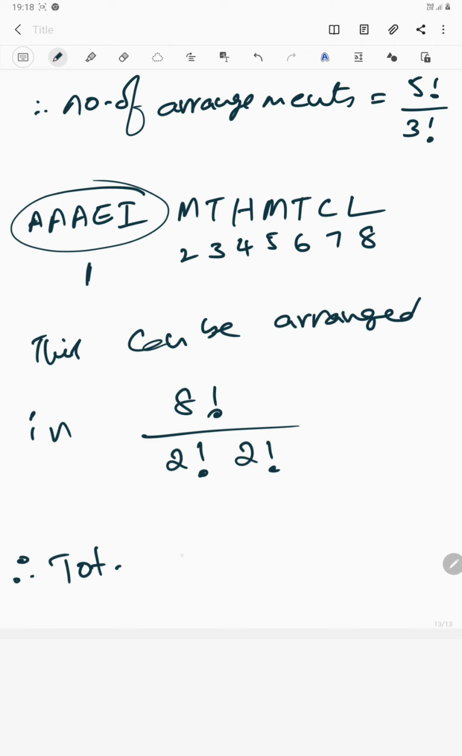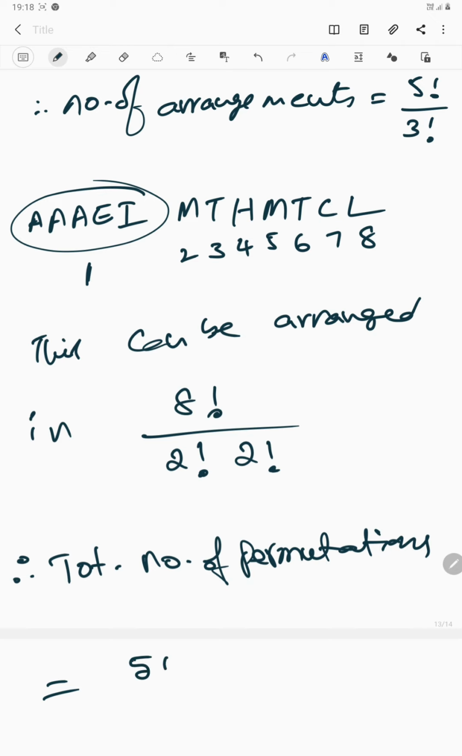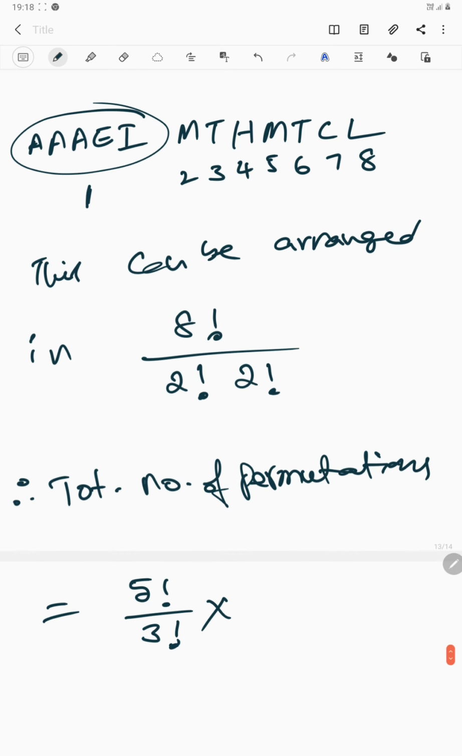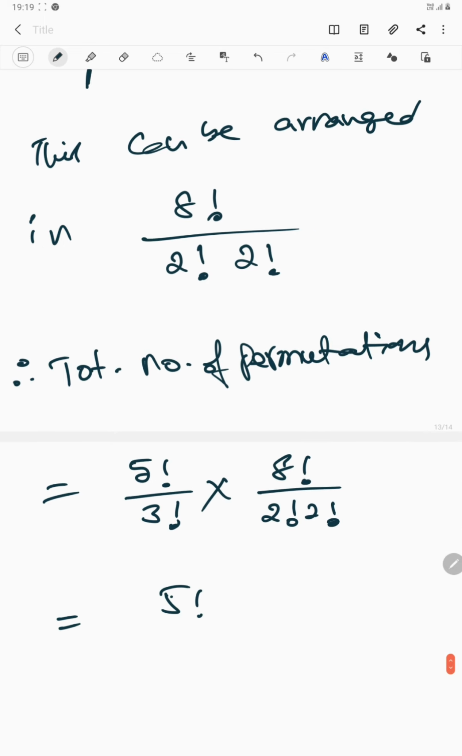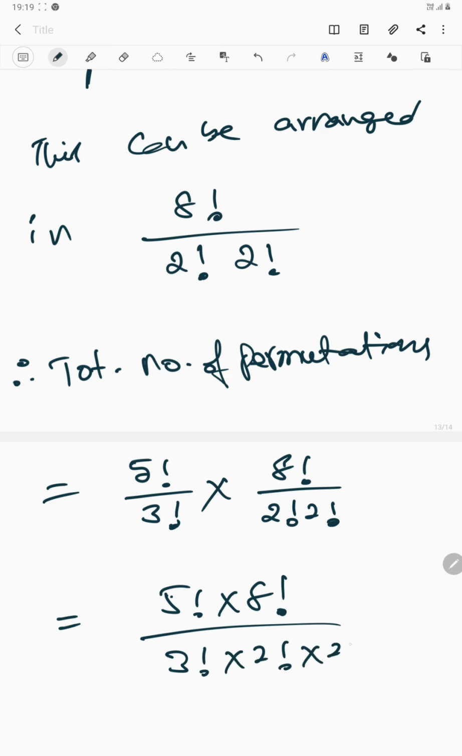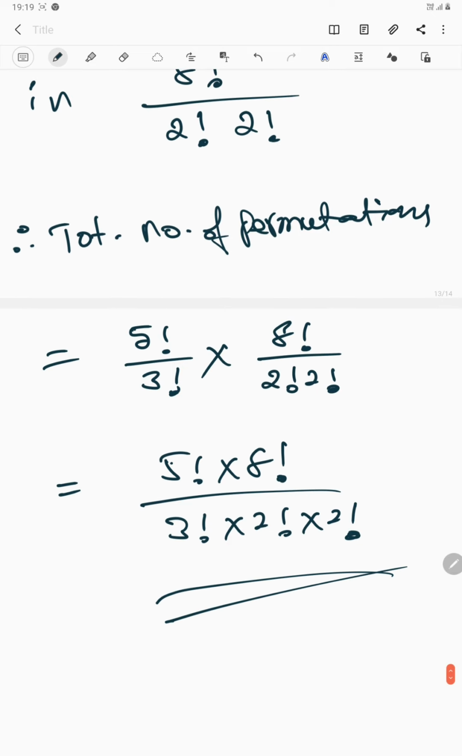Therefore, total number of permutations is equal to all vowels together कितने आए हैं आपको? 5 factorial by 3 factorial and all the letters together कितने आए हैं vowels के साथ साथ? 8 factorial by 2 factorial into 2 factorial. Therefore, what is the answer? 5 factorial into 8 factorial by 3 factorial into 2 factorial into 2 factorial. So, this is the answer. Right?